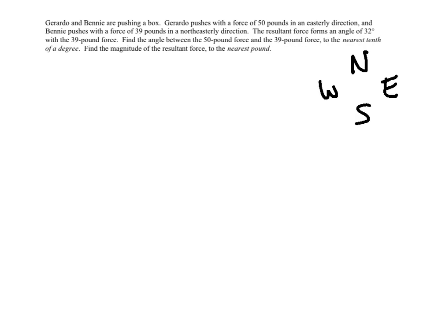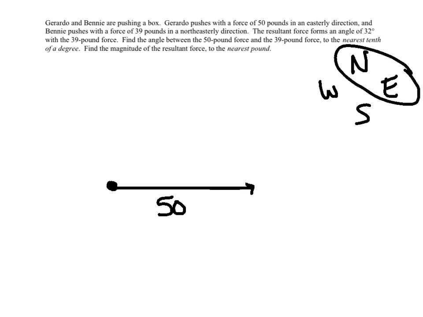And let's read this again. Gerardo pushes the force of 50 pounds easterly. So we're going to start here, and he's going to push 50 pounds easterly. And Beanie pushes a force of 39 pounds in a northeasterly direction, so she's kind of between those two. So northeasterly, that's 39. And I'm going to put a G, oops, I think this was Beanie and Gerardo, just so I keep them straight.